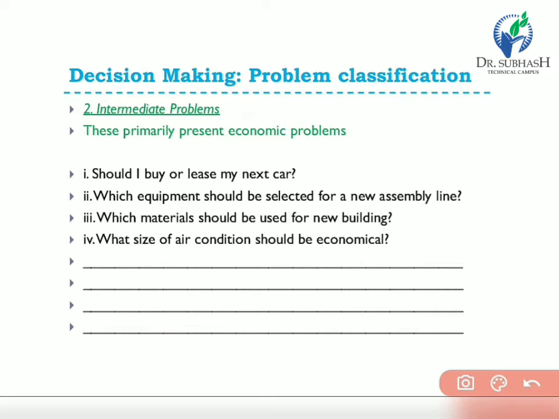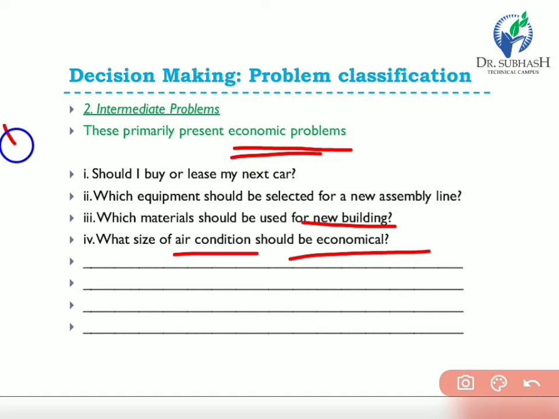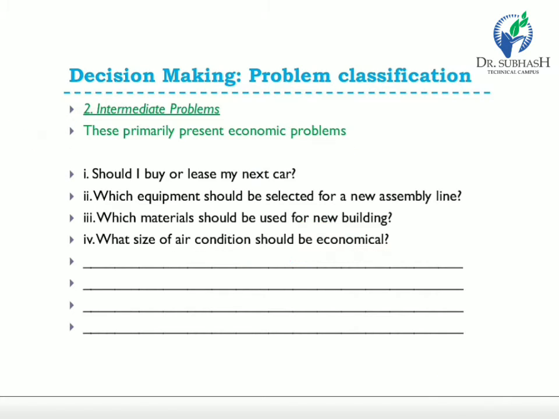Third one is, which materials should be used for a new building? It is also involved in an economic problem. Fourth one is, what size of air conditioner should be economical? Here money is also involved, so it is known as an intermediate problem, and so on.